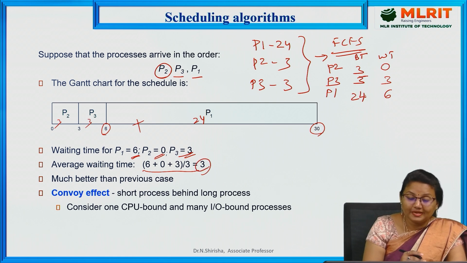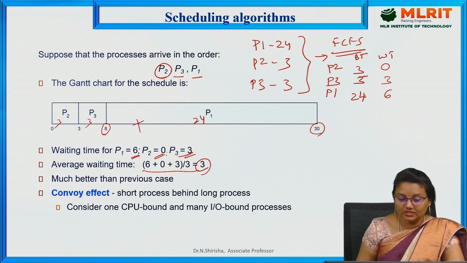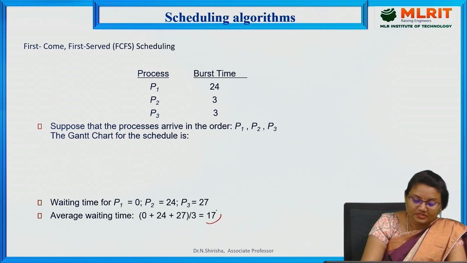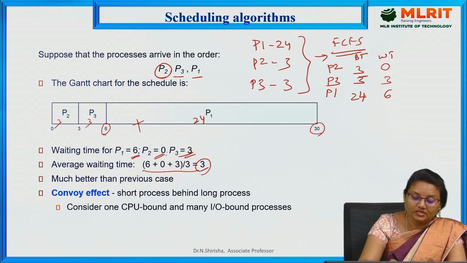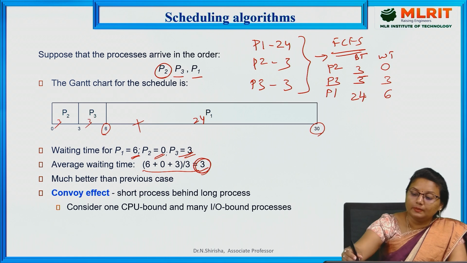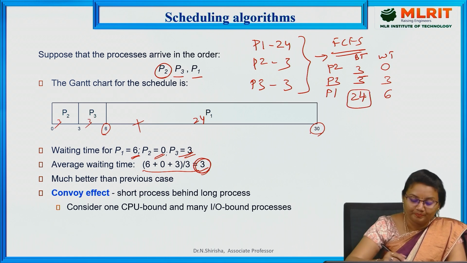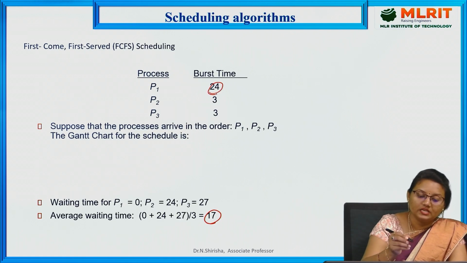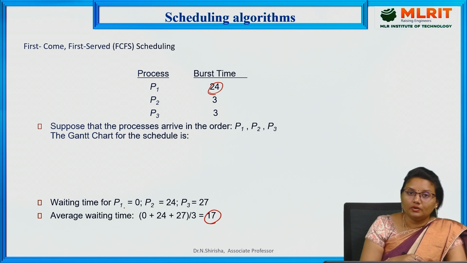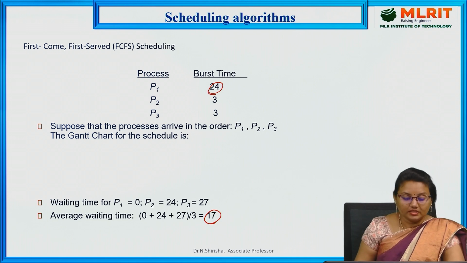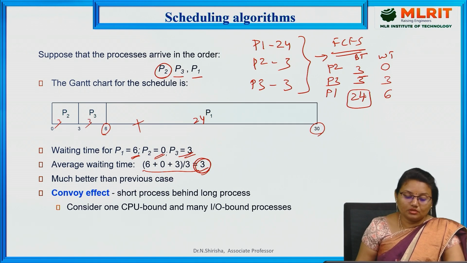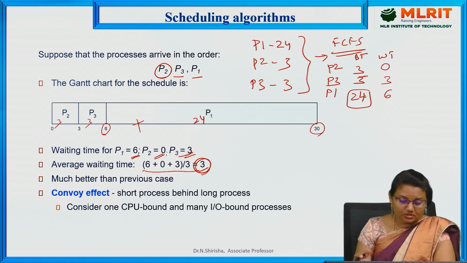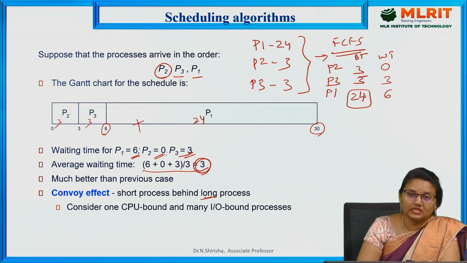Now this is much better than the previous case. In the previous case, what was the average waiting time? 17. But now the average waiting time is 3, because the process with the higher burst time is executed later. In the previous case, P1 was executed first. Therefore, this effect we call the convoy effect.